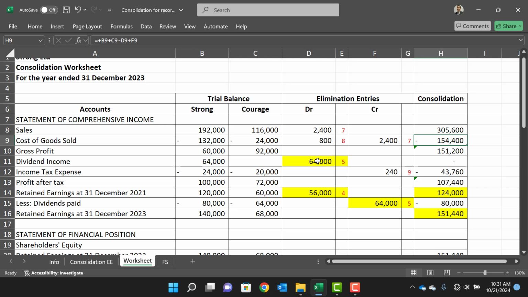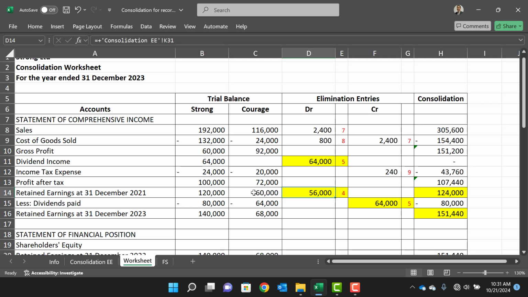Now, you can also notice that I put some highlights on some figures here. Dividend income is usually not given in the additional information, but you have to look into whether there is dividend income provided by the subsidiary to the parent. In that case, you have to eliminate that. Another important aspect here is retained earnings. This is a common issue in retained earnings.